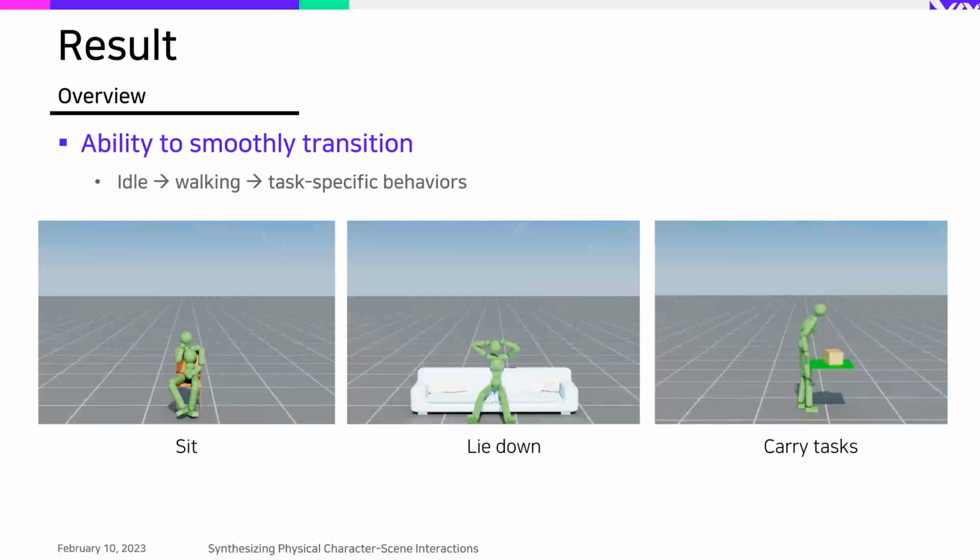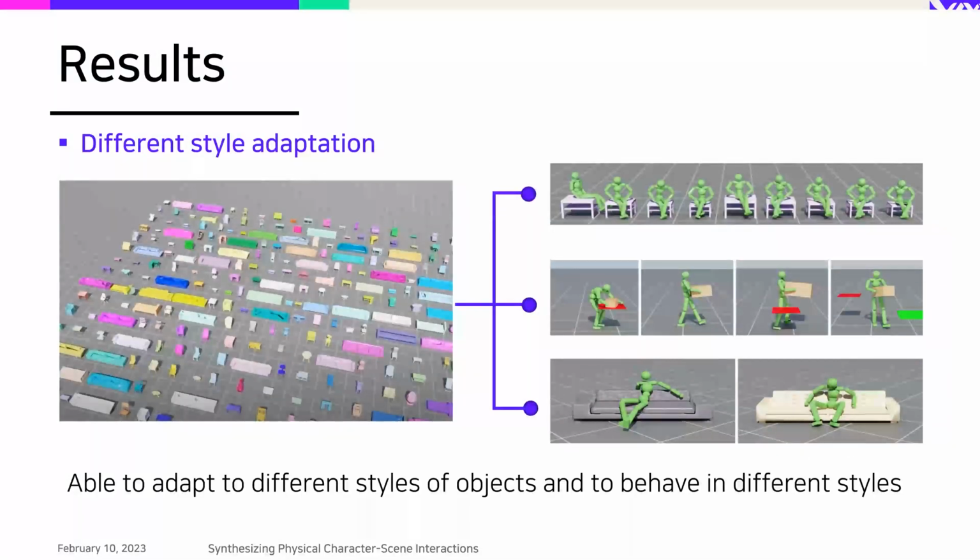And as you can see in the video, the character can smoothly switch motion from idle to walking, and from walking to various task-specific behaviors. With training on various objects, the results show that the policy-driven animation successfully adapts to a various range of styles of objects. The character is also able to behave in different styles while sitting and lying, such as jumping to sit on a high chair and leaning back on a chair or sofa.